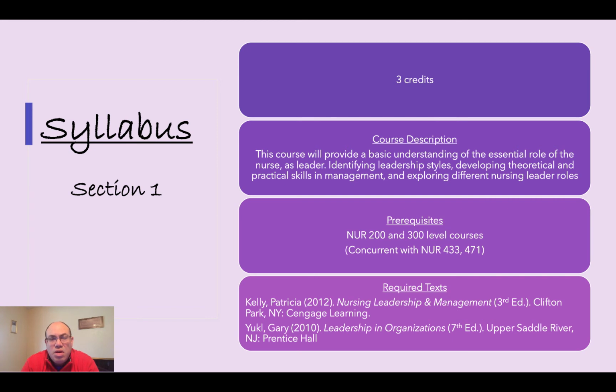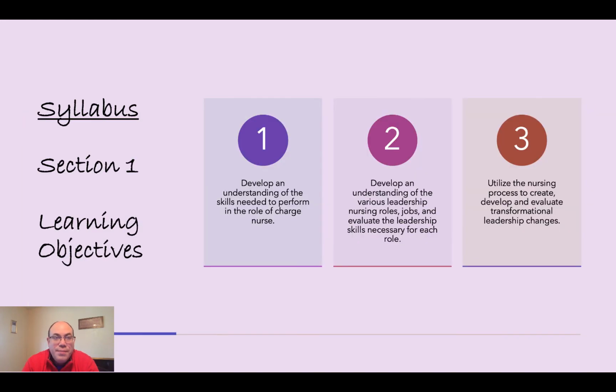The syllabus, section 1: the course is 3 credits. It will provide a basic understanding of the essential role of the nurse as a leader, identify leadership styles, develop theoretical and practical skills in management, and explore different nurse leader roles. The prerequisites: this would be a Nursing 433 or Nursing 400 course, so they can take Nursing 200 and 300 level courses before this course. The required texts are Nursing Leadership in Management and Leadership in Organizations.